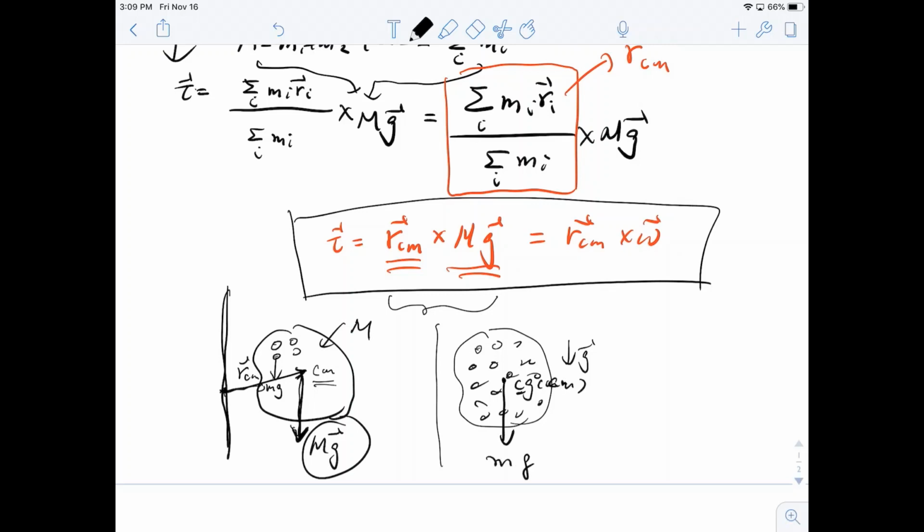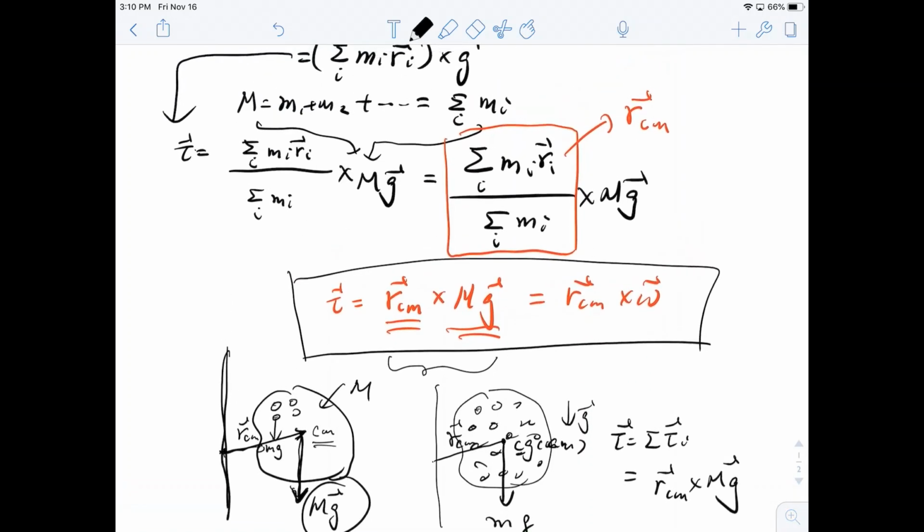Then you just find how far this center of mass is from the axis. That would be your lever arm, and you do a cross product. That would be the total torque. The sum over all the torques would be equal to R_CM, the position from the axis to the center of mass, cross product with the total weight of this object. So we just proved that to show that's the case.